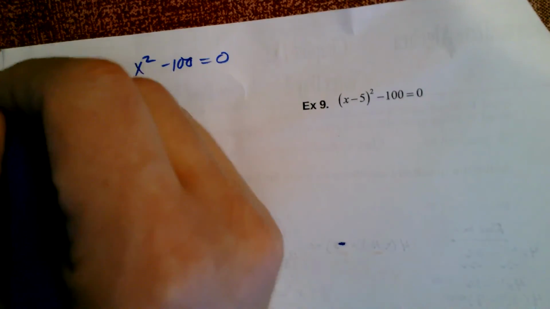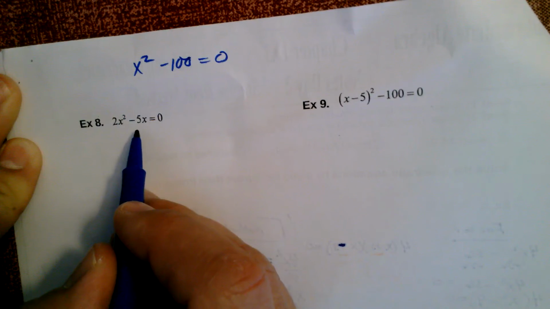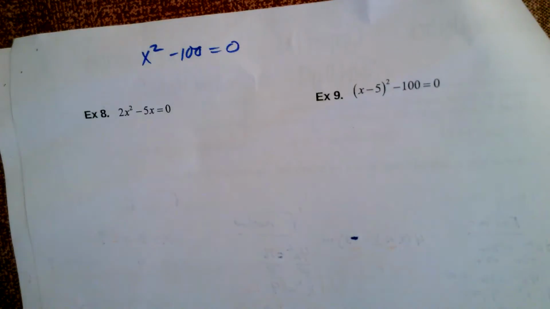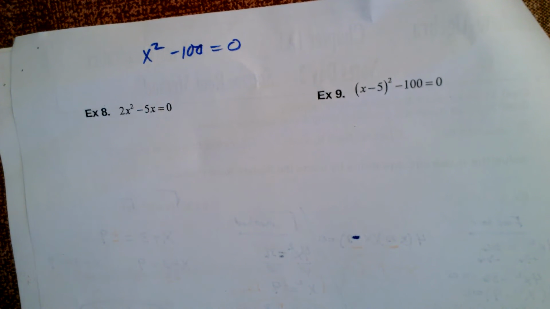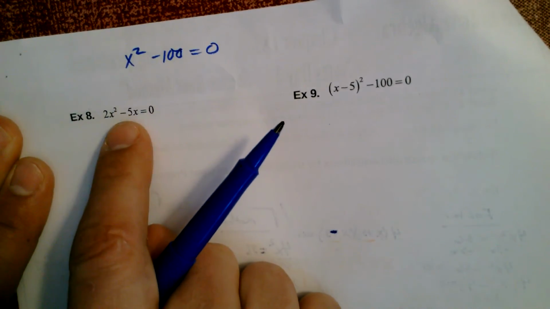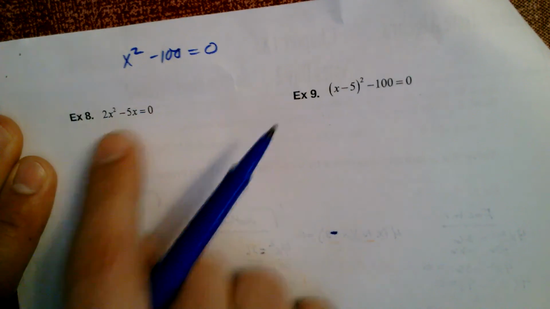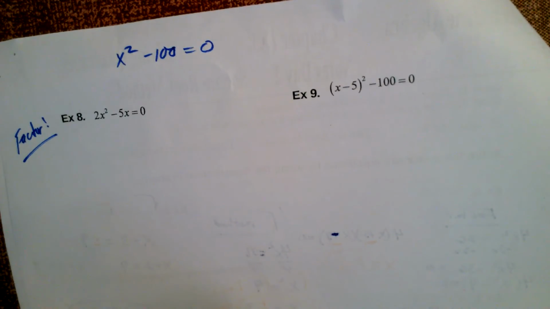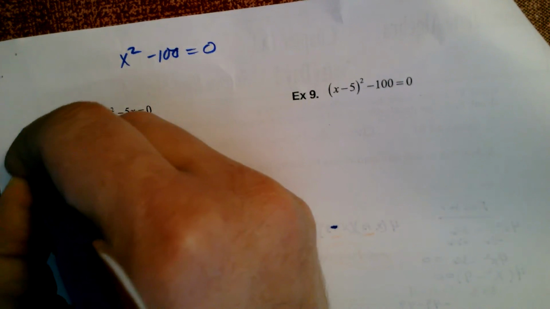If you have something that looks like this, 2x squared minus 5x equals 0, and it has an x term, then the square root method is something that we just can't use quite yet until we learn something in the next few days, which is called completing the square. Okay, so the only way to answer this question is to use that factor method. Okay, and you guys remember the first rule of factoring? GCF.